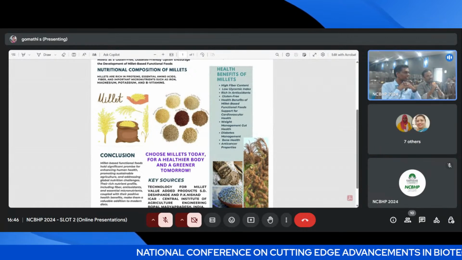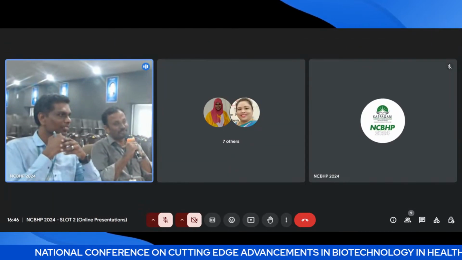What is the shelf life of the millets, and which combination improves the shelf life of millets?